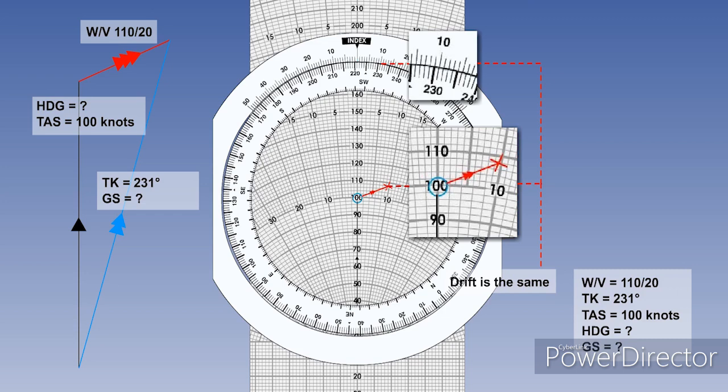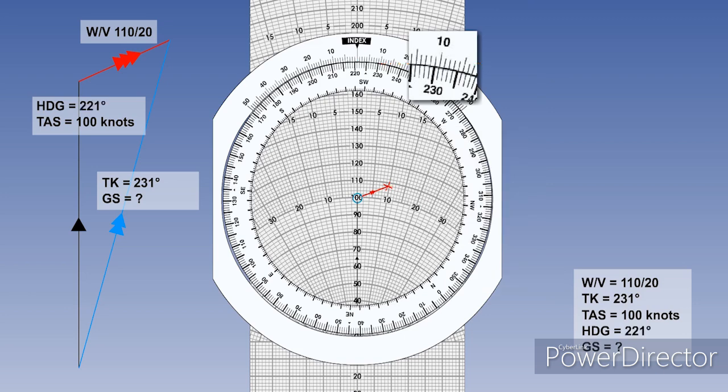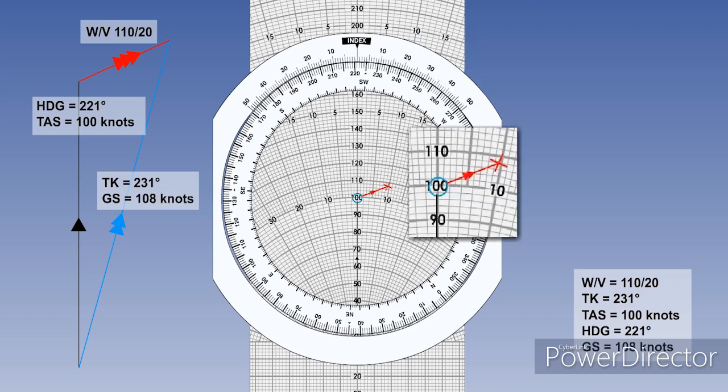The drift on the fixed scale against the track of 231 degrees is the same as the drift under the wind mark, 10 degrees. This tells us that the notional heading of 221 degrees that we've just set against the index mark is the actual heading we need to steer to achieve a track of 231 degrees. The ground speed of 108 knots can now be read off from the speed arc which passes underneath the wind mark. Again, in order to find the heading to steer on your compass, don't forget to add or subtract the local magnetic variation.